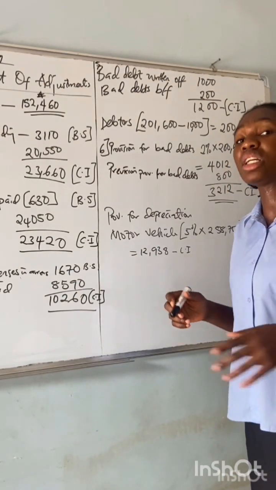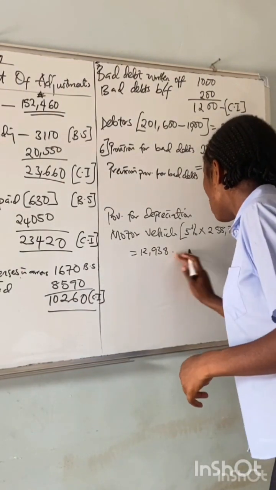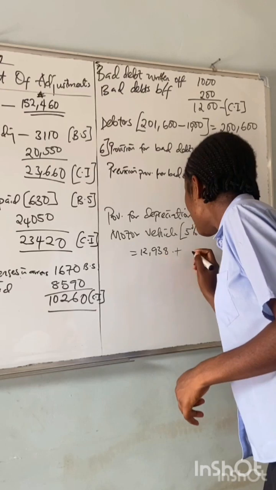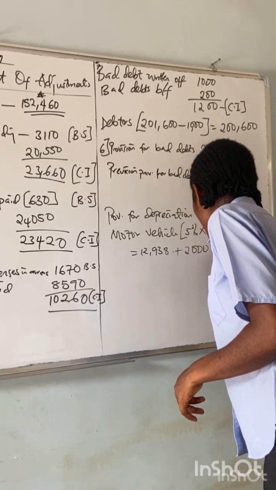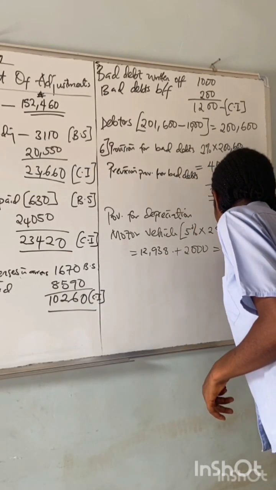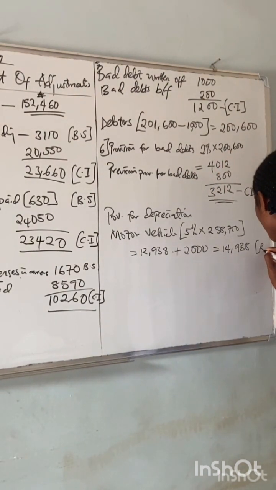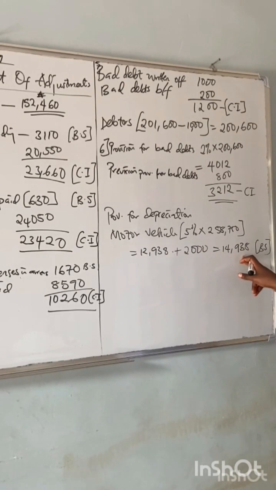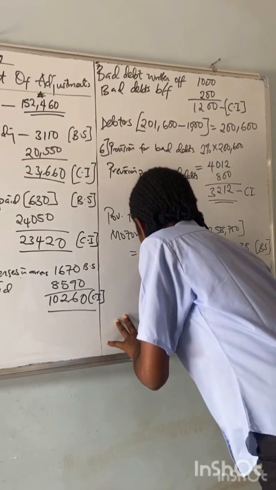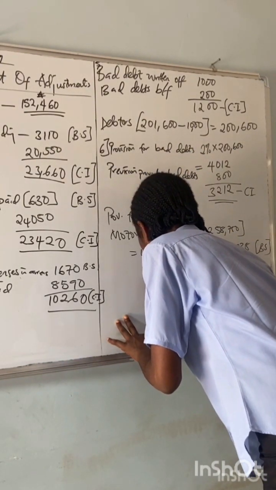So when we get to accumulated, we'll be having this plus 2,000 naira, and that will be giving us 14,938. This is what we're going to be taking to our balance sheet, okay. We'll be lessing this from the cost of the motor vehicle, whereas this will be in the comprehensive income as an expense on profit for the year.